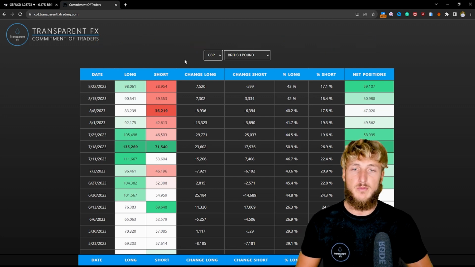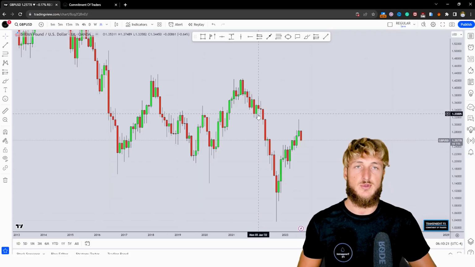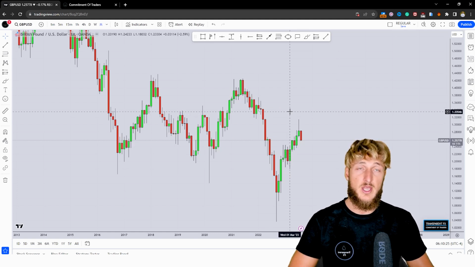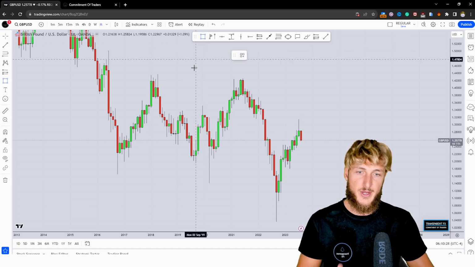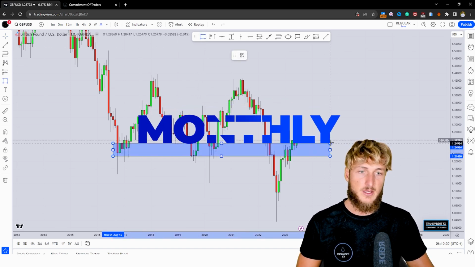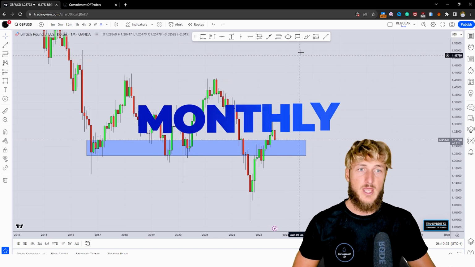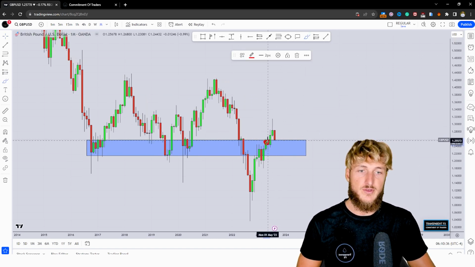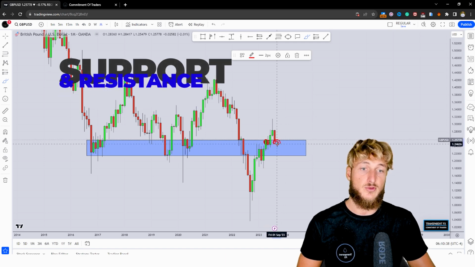And by the end of the video, by using the combination of these two different types of analysis, we will try to understand where we have the highest probabilities for the next potential move here on this pair. Now, starting from the monthly time frame, what we can see is that we have a market which is currently testing a quite strong level of previous monthly resistance that is now turned support.